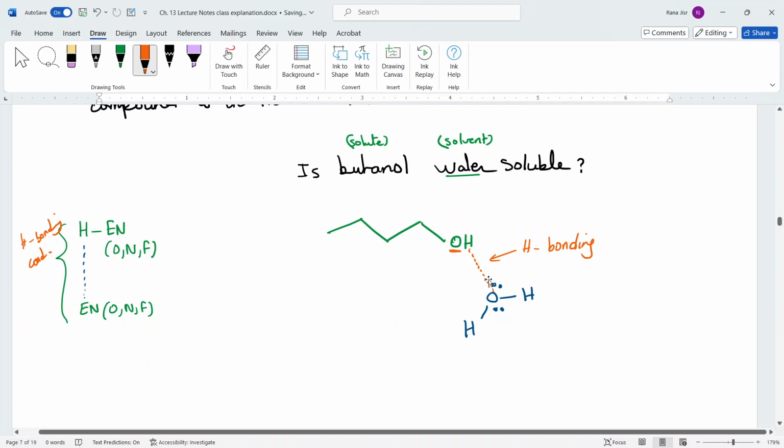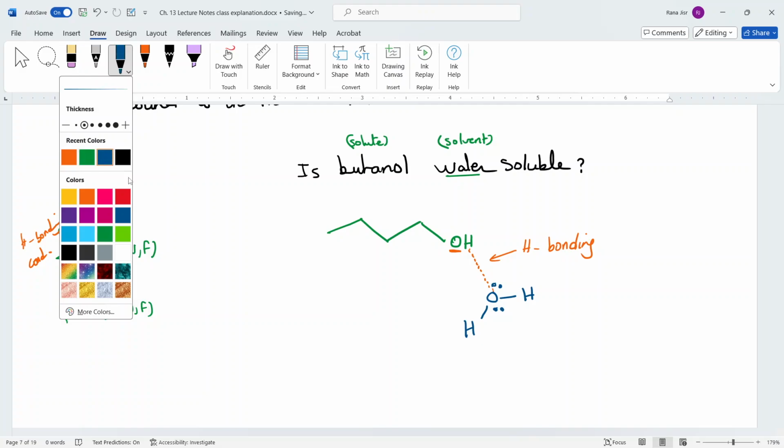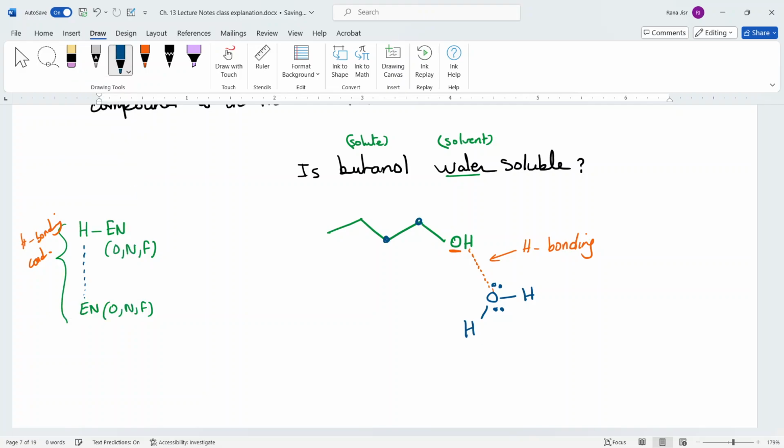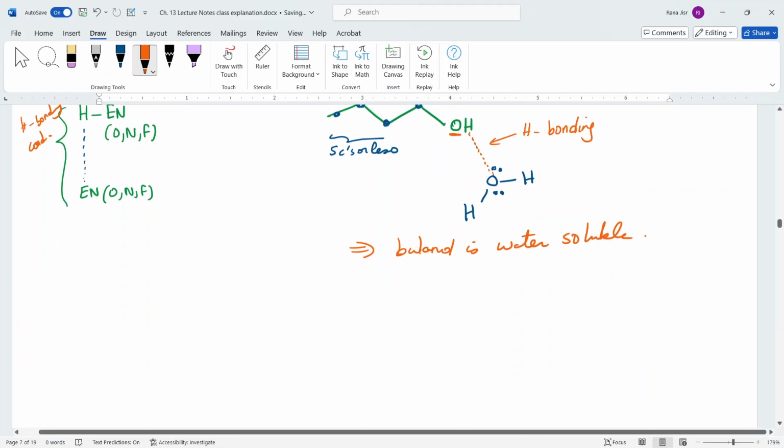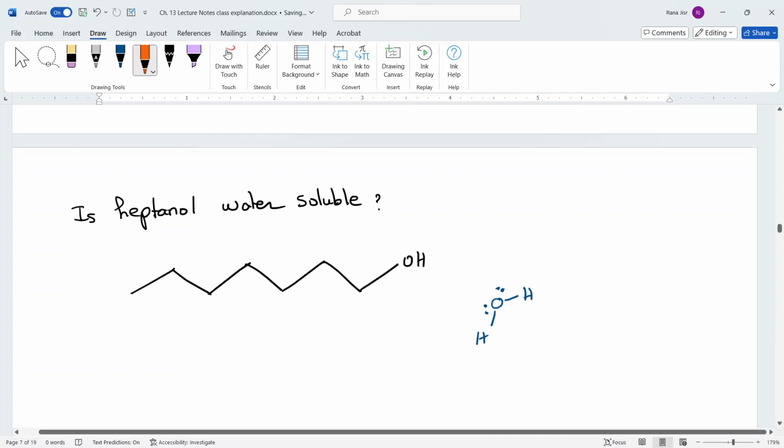This is one condition for solubility. Another condition for solubility is to look at the number of carbons and make sure you don't exceed 5. And here I do have 4 carbons, so this one is going to be 5 carbons or less. So yes, the butanol is water soluble. So two conditions for solubility: the number of carbons in your solute and the presence of the hydrogen bonding. Those will secure your compound to be water soluble.